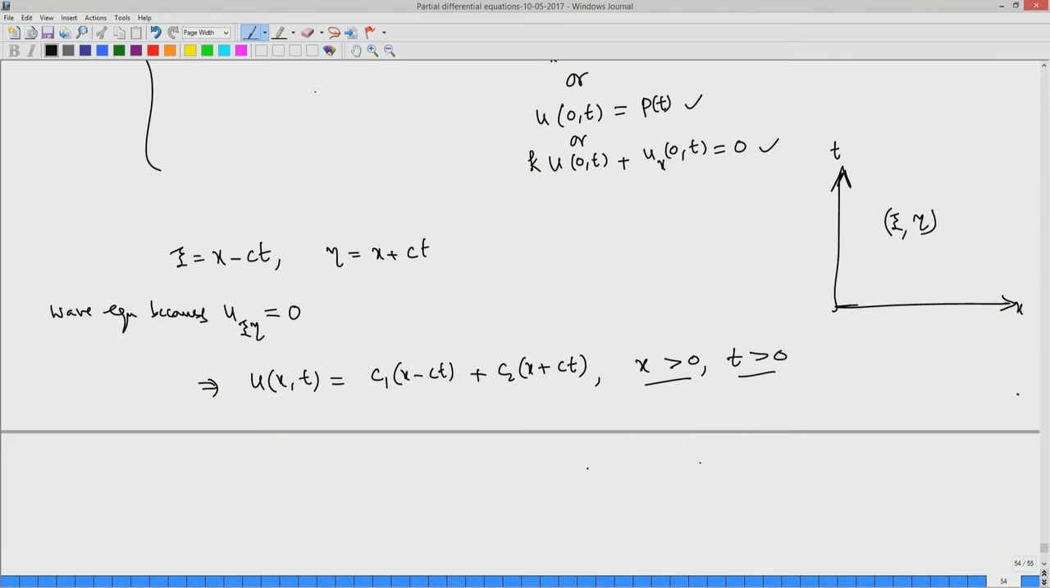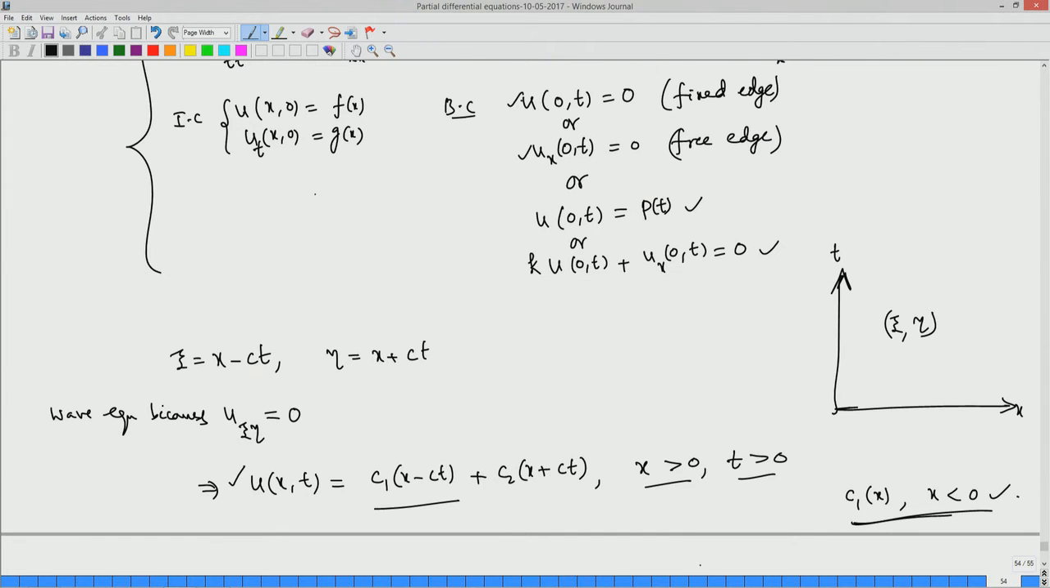But x minus ct, once you fix your x value which is positive, at larger time this x minus ct becomes negative. So you need the c1 function to be defined for x less than 0. So you need to find this function if you want a solution that satisfies the initial condition and the boundary condition.